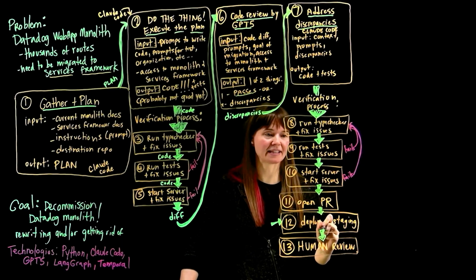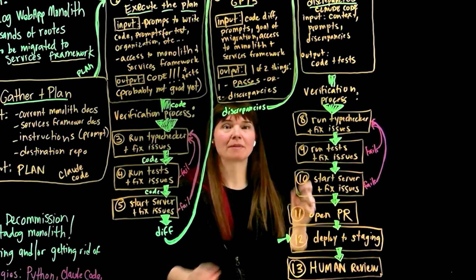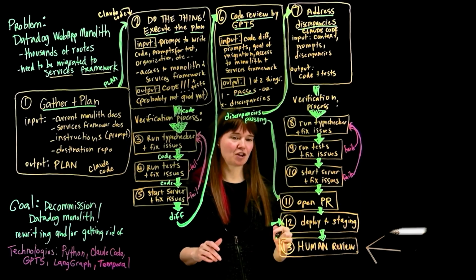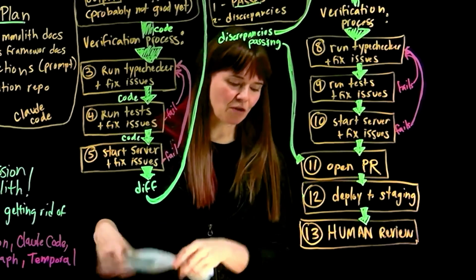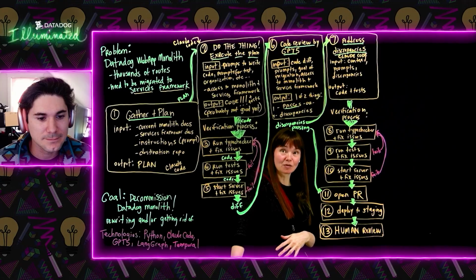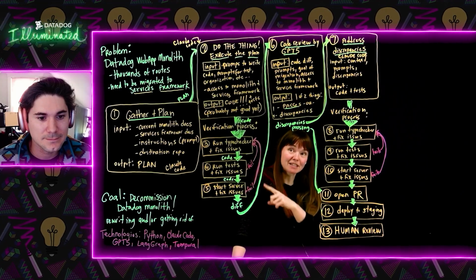So if it passes, does it skip to 11? Yes. Okay, discrepancy passing goes to 11. Cool. And then we have human review. It's good enough that the human is either going to approve it or manually get it to the right spot, or is there a chance that the human's going to send it back somewhere else in the workflow?